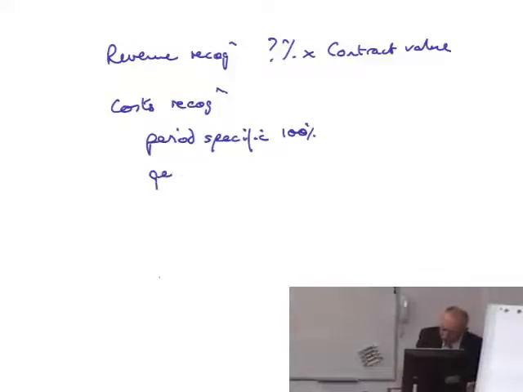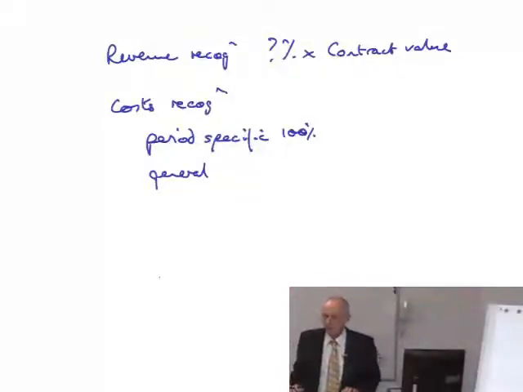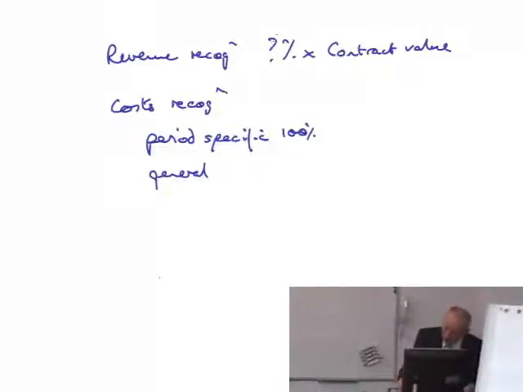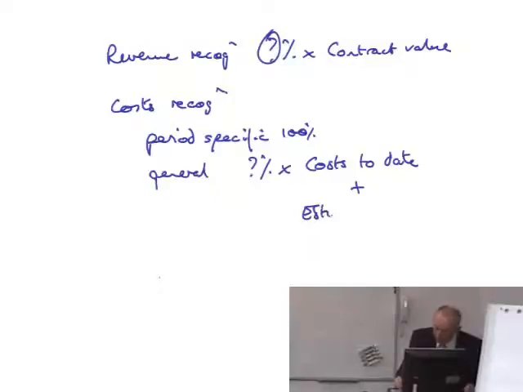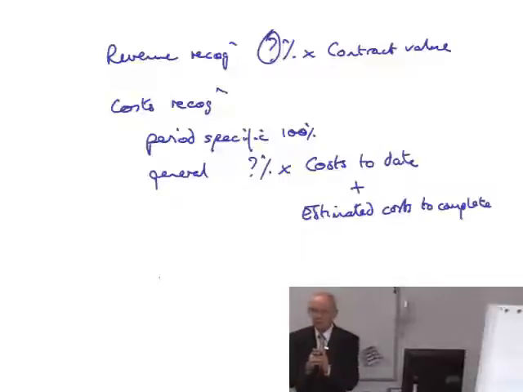But otherwise, if it's just general contract costs, it's part of the original estimate, then we'll take the same appropriate percentage. We'll take this percentage multiplied by costs to date plus estimated costs to complete. All this information will be given to you. The costs incurred to date plus the estimated cost to complete. And that's the calculation of the cost recognition.